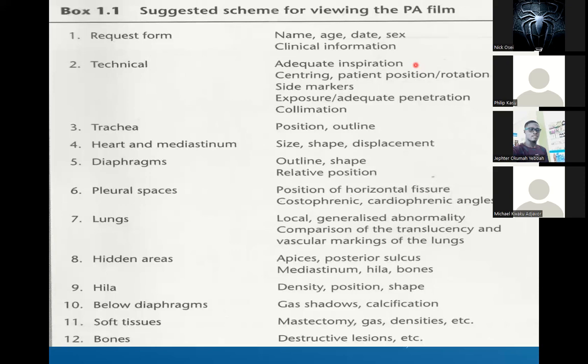Then you move on to the diaphragms. You talk about whether the diaphragms are at the same level or not. Whether there's diaphragmatic fracture and rupture and the rest, we should be able to tell. Then the pleural spaces. This is where I mentioned the costophrenic and cardiophrenic angles. And these are important in diagnosing, for instance, pleural effusions.